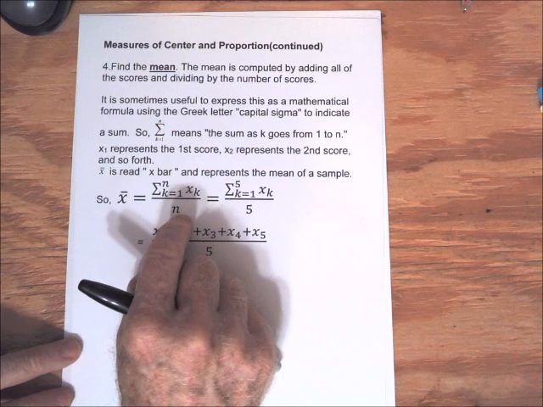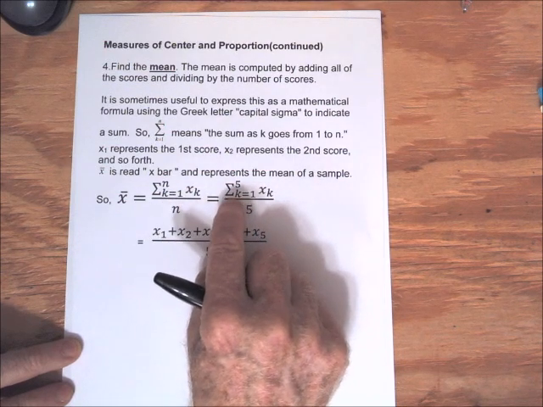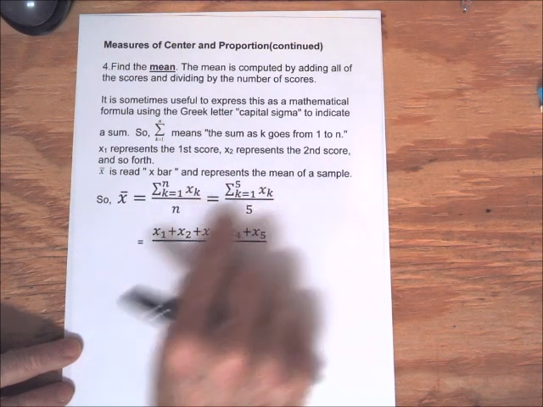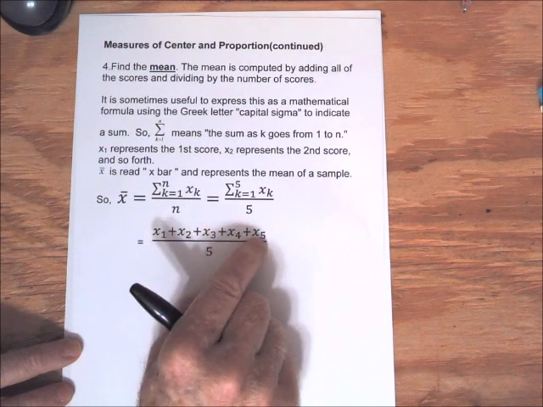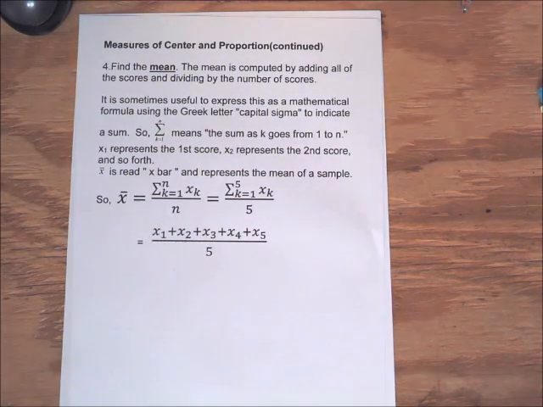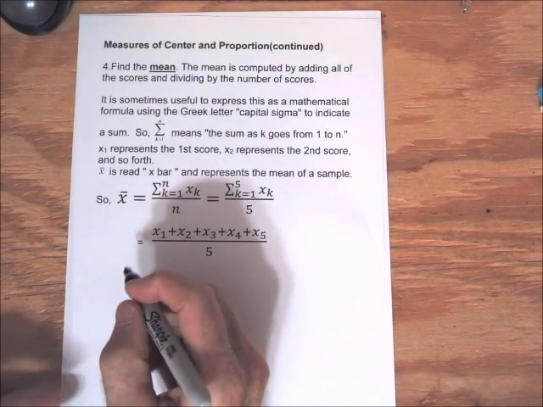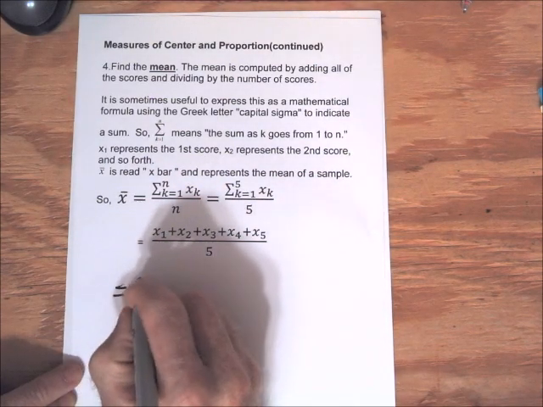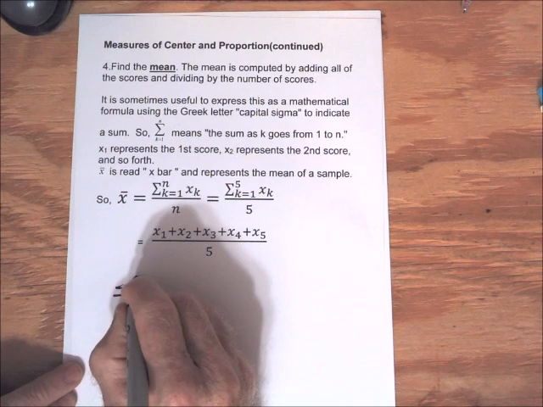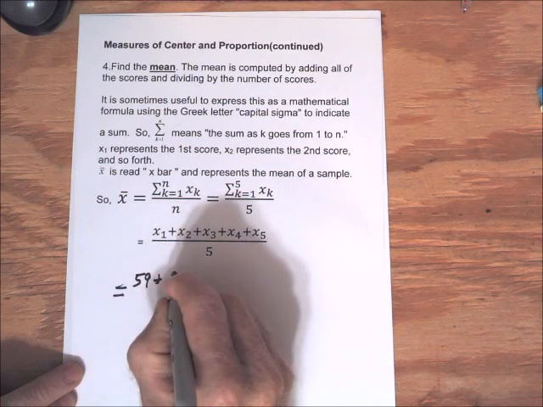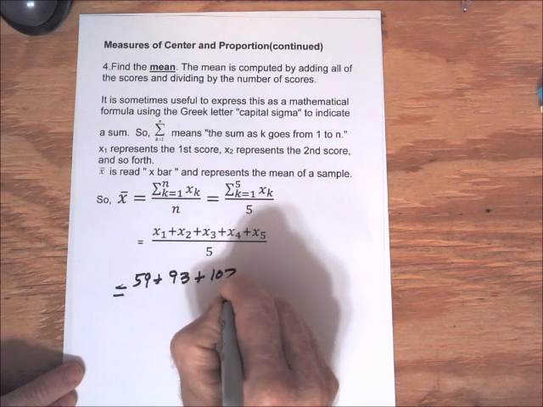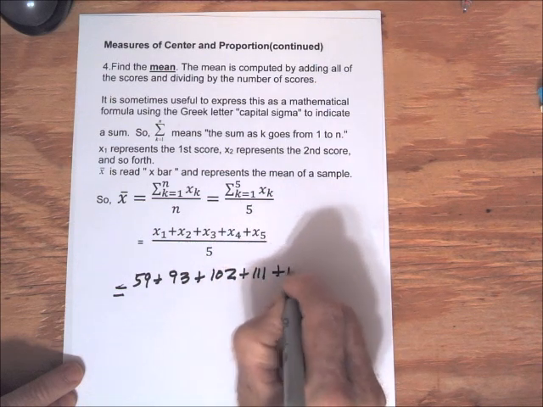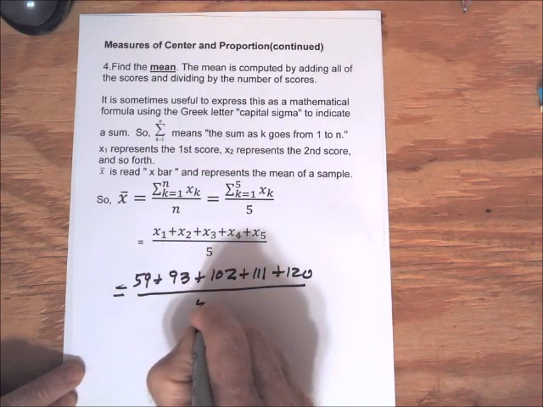In this case, we have 5 scores, so n is going to be 5. So it'll be the sum as k goes from 1 to 5 of xk over 5. So it's x1, the first score, plus x2, plus x3, plus x4, plus x5, divided by 5. And the order actually doesn't matter. I'll use the smallest to largest order, but for the mean, you can put them in any order you want. So x1, the first score, is 59, plus x2 would be 93, the second score. Third score is 102, 111 plus 120, divided by 5.